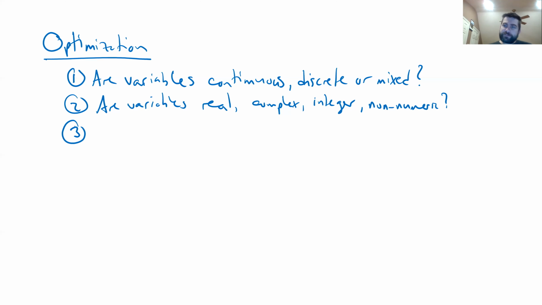Those are questions about the variables. We also should ask questions about the nature of the function that we're dealing with. And I'll discuss this a little bit more in a moment. But we want to ask the question, are there local extrema or relative extrema, particularly multiple relative extrema?